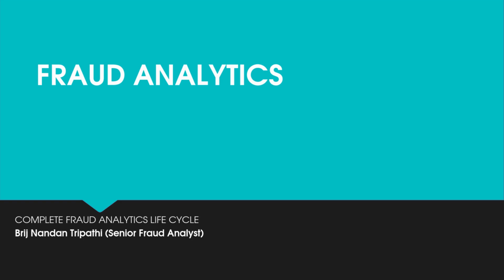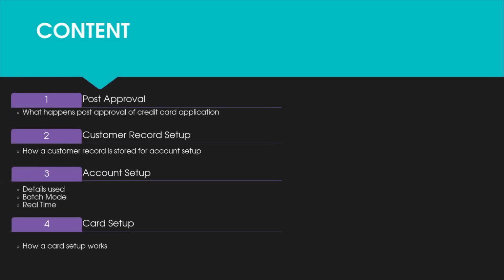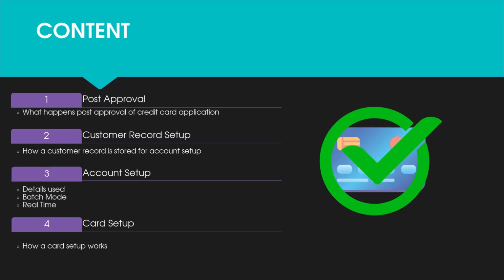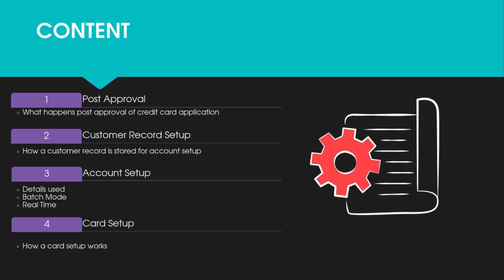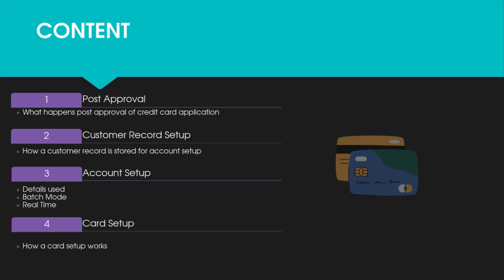In the previous session, we explored how to apply for a credit card and the role of third parties in that process. Today, we'll go a step further and look at what happens once your credit card application has been approved. Specifically, we'll cover what goes on behind the scenes, from setting up your customer records to creating your account, and finally, setting up the actual card.